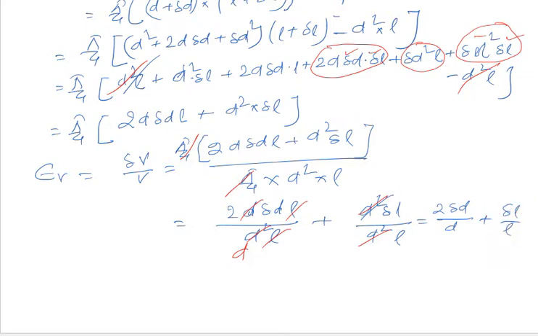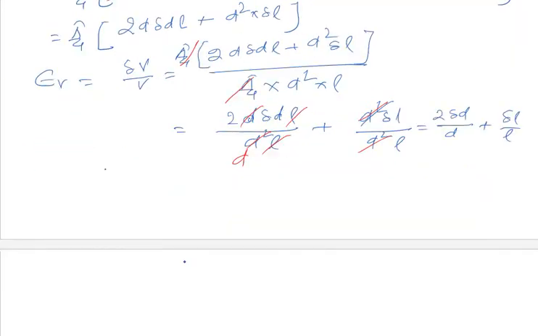So finally the value of epsilon V, that is volumetric strain, is equal to, what is this? This delta d by d is known as circumferential strain, and this delta L by L is known as longitudinal strain. So twice of circumferential strain epsilon C plus epsilon L, that is longitudinal strain, correct?